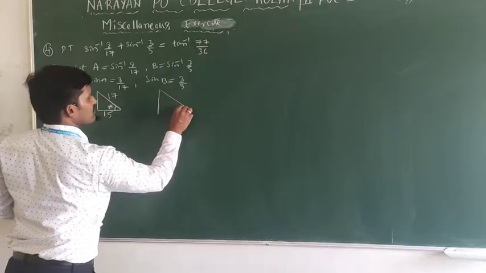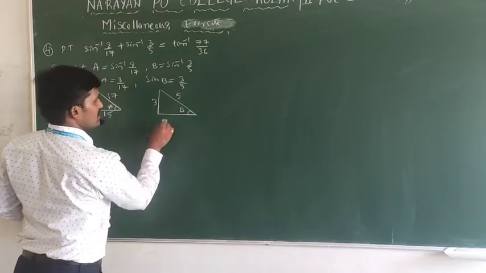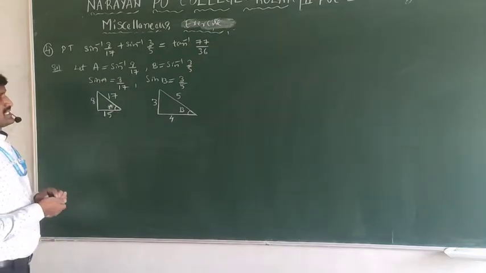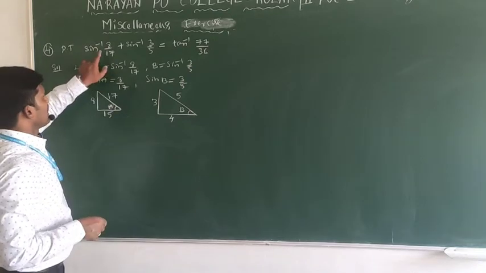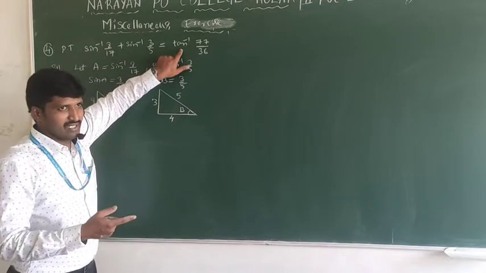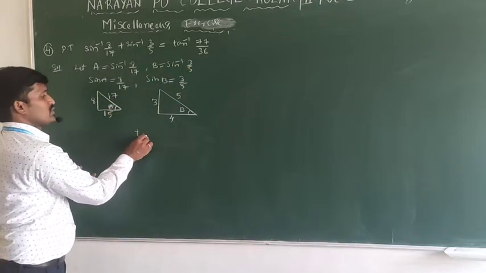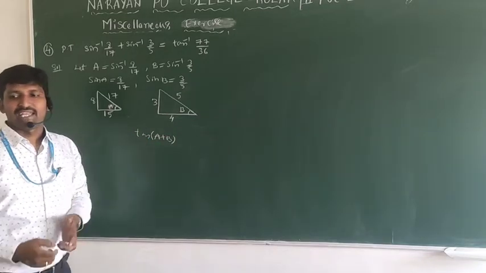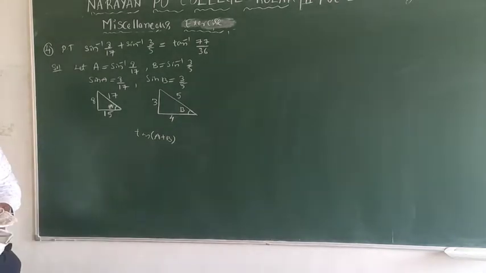Next, sine B for the B angle. Sine means opposite by hypotenuse. And adjacent, how much do you get? 4. Now from this, sine A, sine B, but don't find cos A and cos B, no use. Reason: after assuming this is A and B, it becomes A plus B, and the right side is tan inverse. When you get tan inverse on the right side, on the left side there should be tan. That's why we need to find tan of A plus B. So tan of A plus B, what formula? Tan A plus tan B by 1 minus tan A tan B.